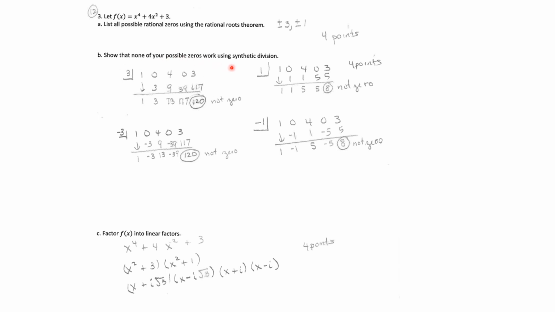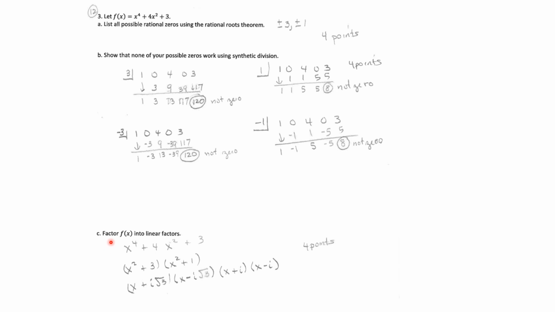You were to show that none of your possible zeros work using synthetic division. So you had to do 3 and minus 3 for each of those. Since it was an even function, you got 120, and that was not equal to 0. For 1 and minus 1, you get 8, not equal to 0. That again was worth 4 points for those you did correctly.